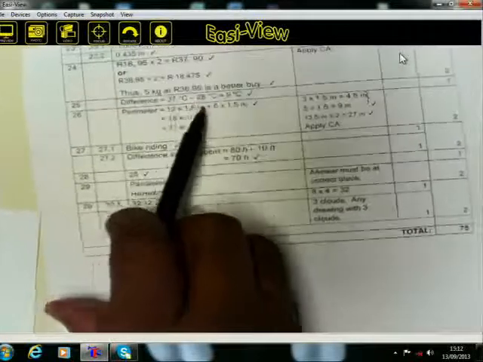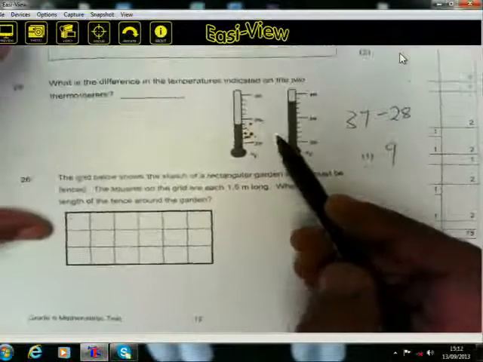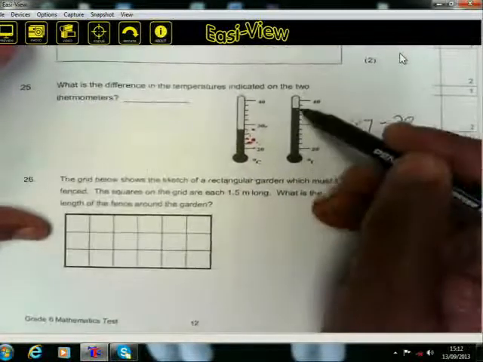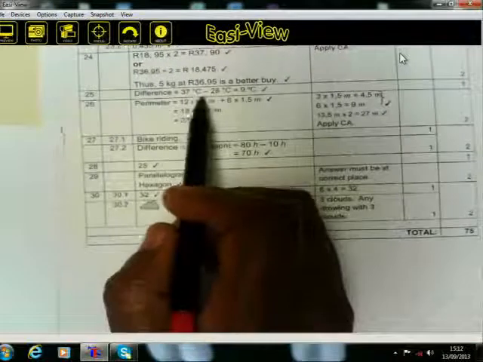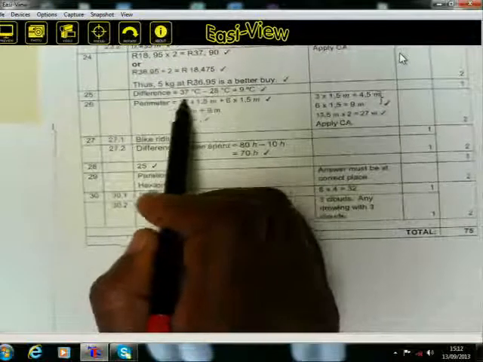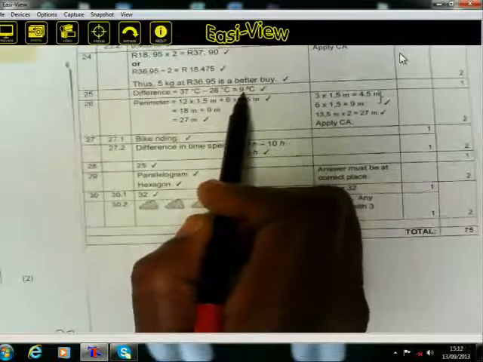Okay, let's look at the memo here. What do they say? And then they gave you that one. They say 37 minus 28. Remember that this one, if you read here, you see that this one is 37. If you read here, this one is 28. And then you minus 28 from 37, you get 9.